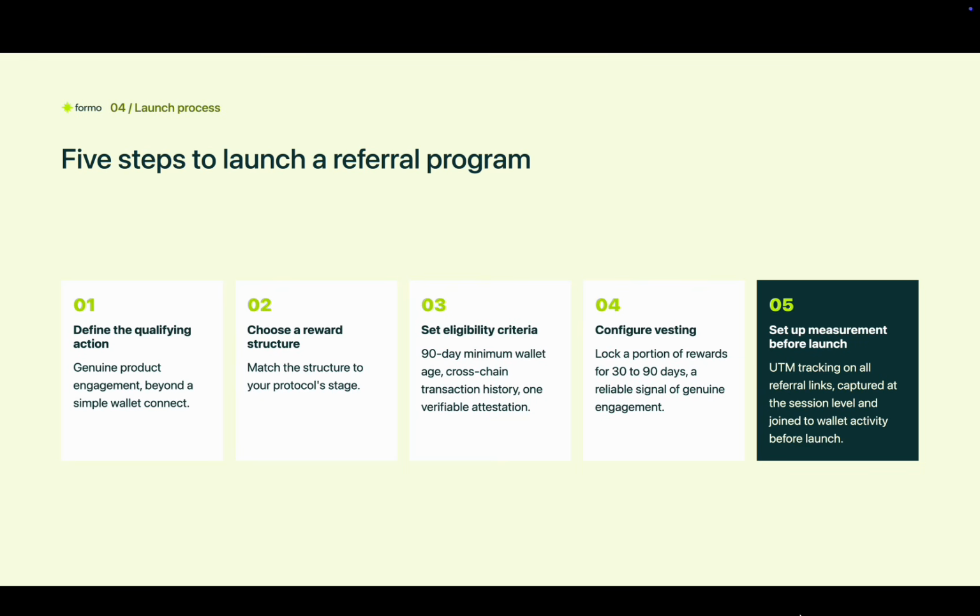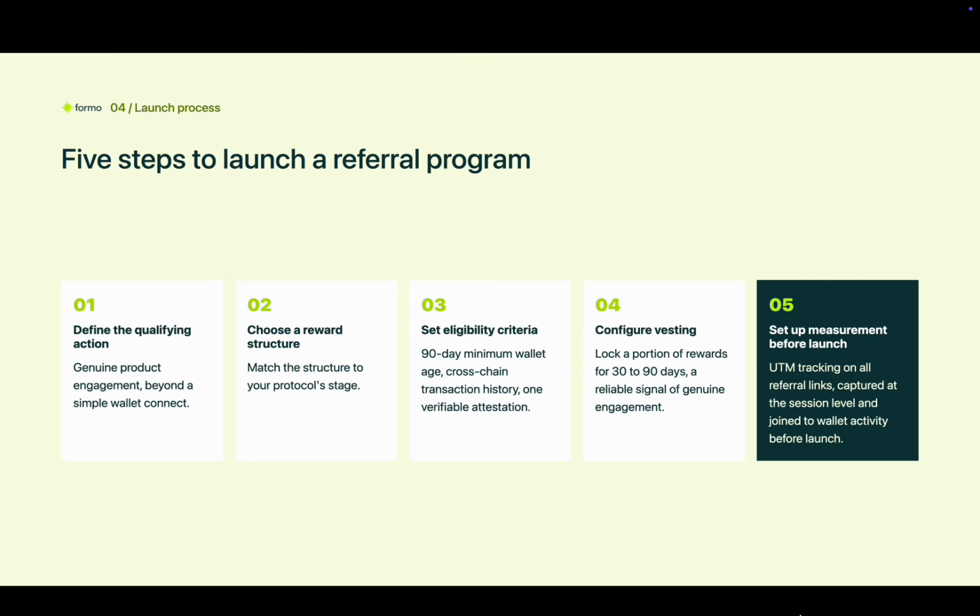So how do you put this into practice? There are 5 steps to launching a referral program. First, define the qualifying action. This should be a meaningful product action, such as a completed swap above a minimum volume, a first deposit, or a liquidity provision. Second, choose the reward structure based on your protocol's growth stage. Third, define eligibility criteria before the program goes live. For example, you might require a minimum wallet age, cross-chain transaction history, or a verifiable attestation.